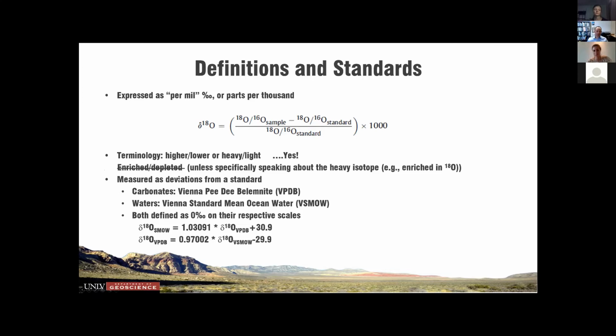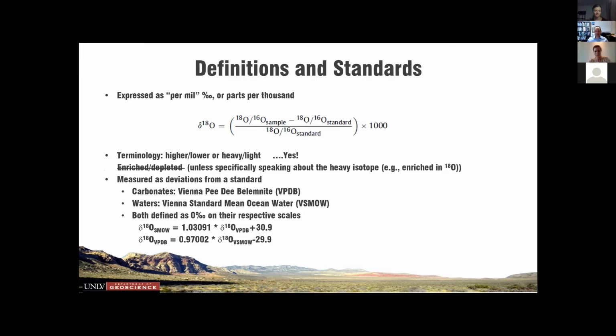Okay, so the standard that we use for carbonates is the Vienna PDB belemnite, or VPDB. When we're talking about it for waters, it's the Vienna Standard Mean Ocean Water, or VSMOW. Now, the important thing to know is that both of these, because they're standards, are defined as 0 per mil. So really, we're just looking at whether it's higher or lower than that standard. But the two are related, and they essentially differ by about 30 per mil. So we can relate the composition of VSMOW to VPDB, or vice versa, with these two different equations here. So it is important to note that we have an offset.